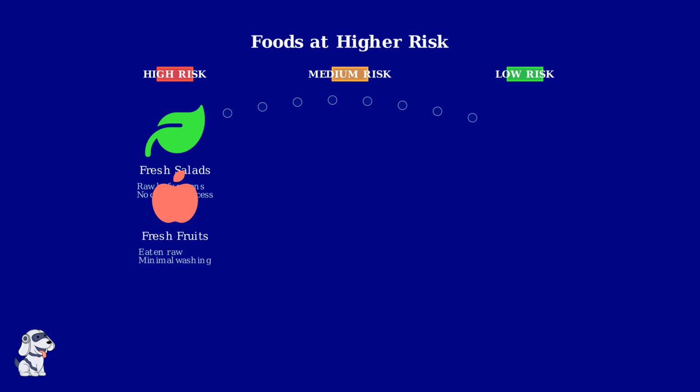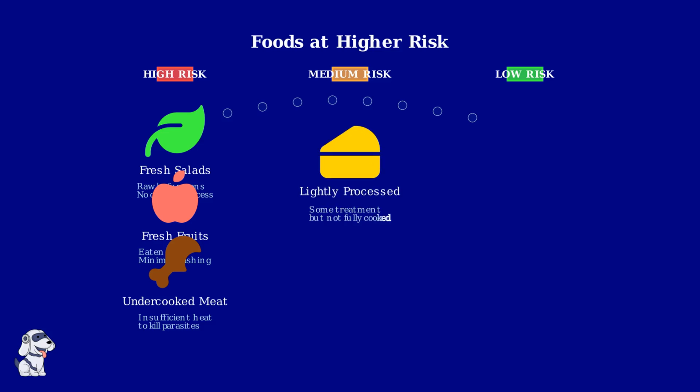While we might wash them, this minimal processing isn't enough to eliminate all Giardia cysts that might be present on the surface. Undercooked meats represent another major risk. When meat isn't cooked to proper temperatures, any Giardia cysts present can survive and cause infection when consumed. Medium-risk foods include those that have undergone some processing but aren't fully cooked. These might include certain dairy products or lightly processed foods that haven't been subjected to high heat.